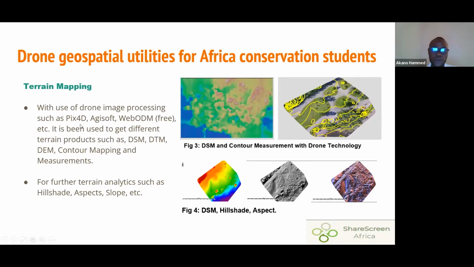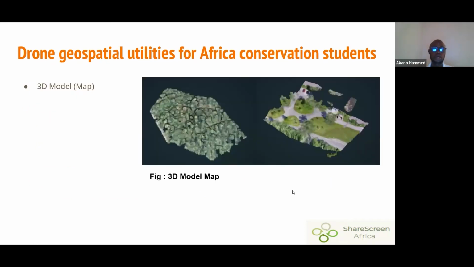So PIX4D is commercial, Agisoft is commercial. However, they can give you a trial for like 2 to 3 projects or a particular number of days. After that, they ask you to pay. Whereas you can explore RoboDM, which you use for drone analytics and for different terrain mapping, in which you get different terrain products. You can get the DSM, you can get hillshade, you can get aspect from it, which you can integrate for your other modeling or for other analysis. And another thing that we can use the drone for is, as I said, 3D, and this is a typical example of what you can have.